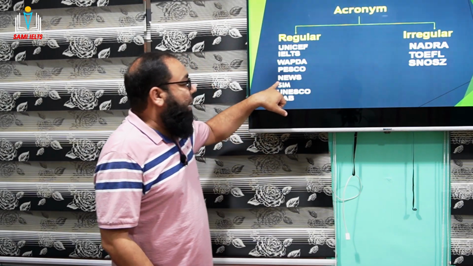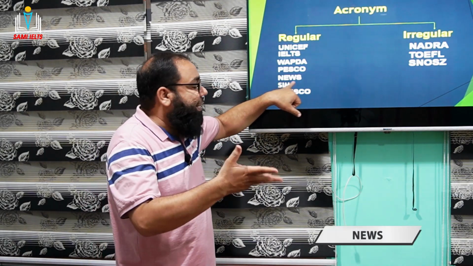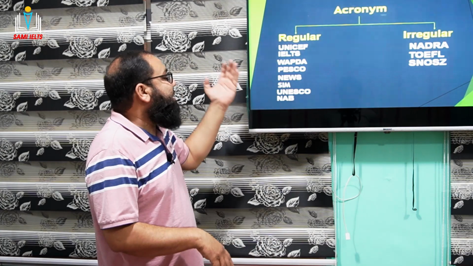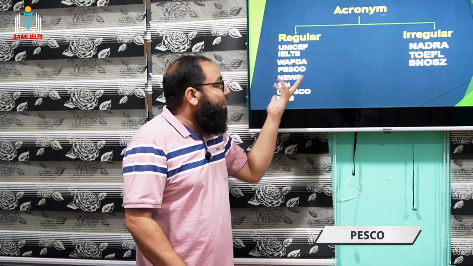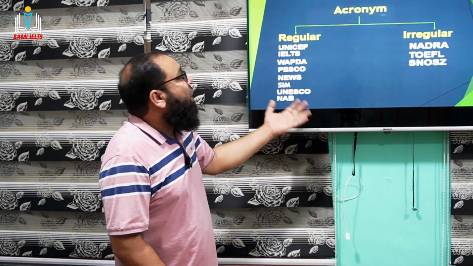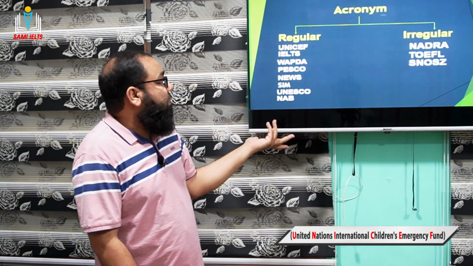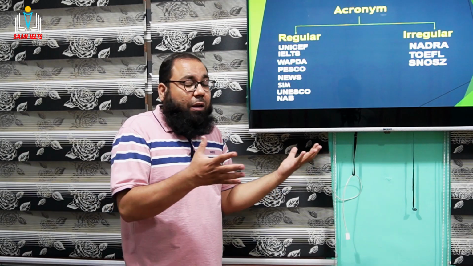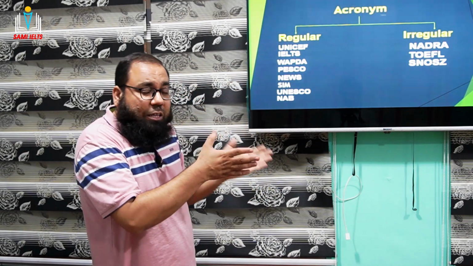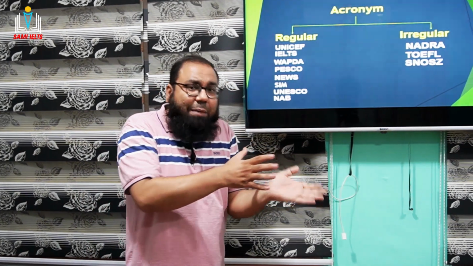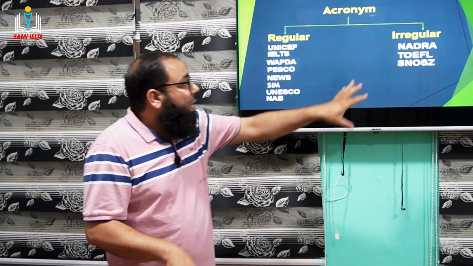But, for example, NEWS: north, east, west, and south. If I say, for example, PESCO, or even WAPDA here, or even IELTS. For example, UNESCO, United Nations Children's Emergency Fund. Look again, the way they are written, the same way they are pronounced. But some acronyms are irregular.